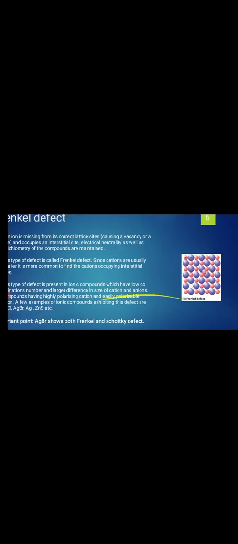A question may be asked for 1 mark: name the substance or compound which shows both defects, that is Frankel defect as well as Schottky defect. Understood?